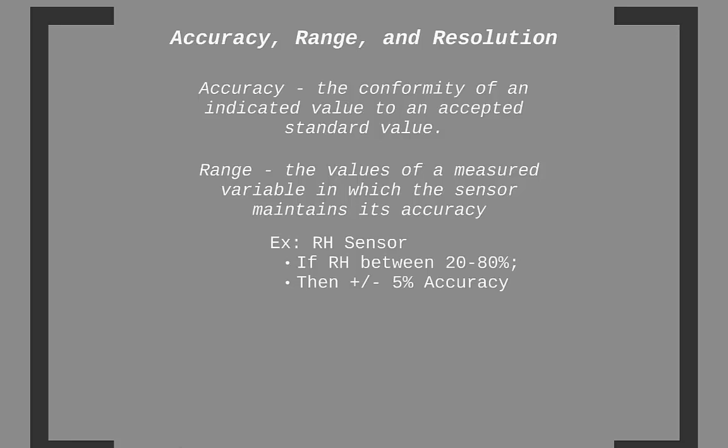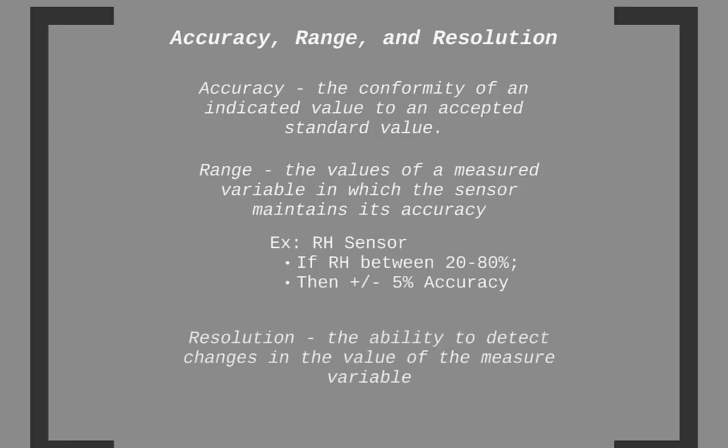Thus, the concept of range is an important factor when selecting a sensor for the application you are using it for. The concept of range is formally defined by the Montgomery text as the difference between the highest and lowest operational values. And then we have resolution. That is, the ability of the sensor to detect changes in value of the measured variable. If accuracy is considered without considering the range and resolution of the sensor, the measurement objective may not be satisfied.